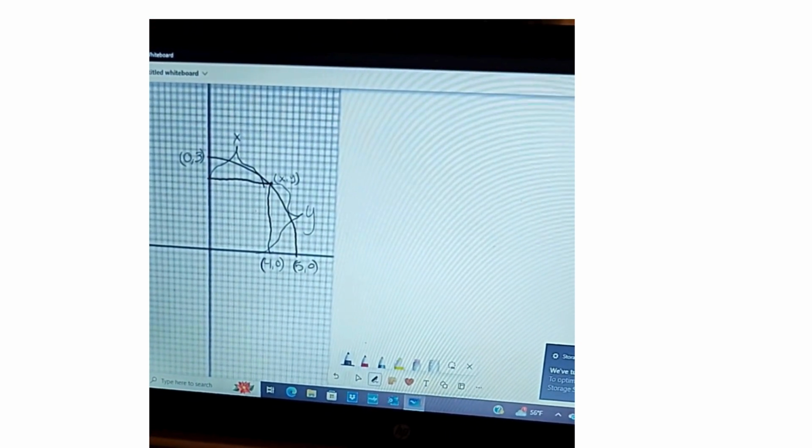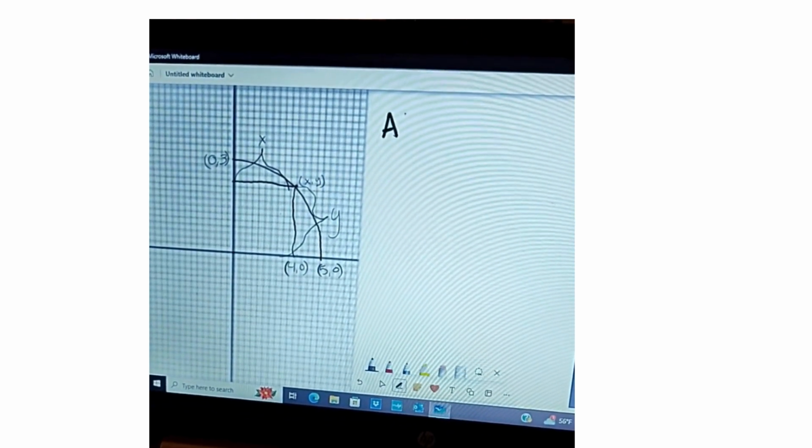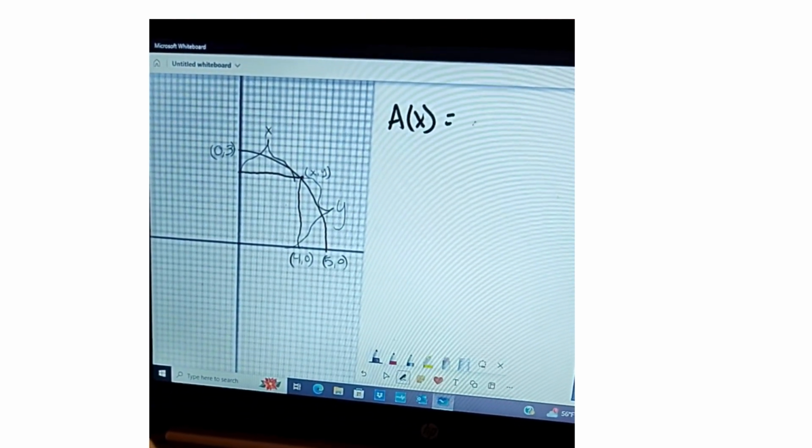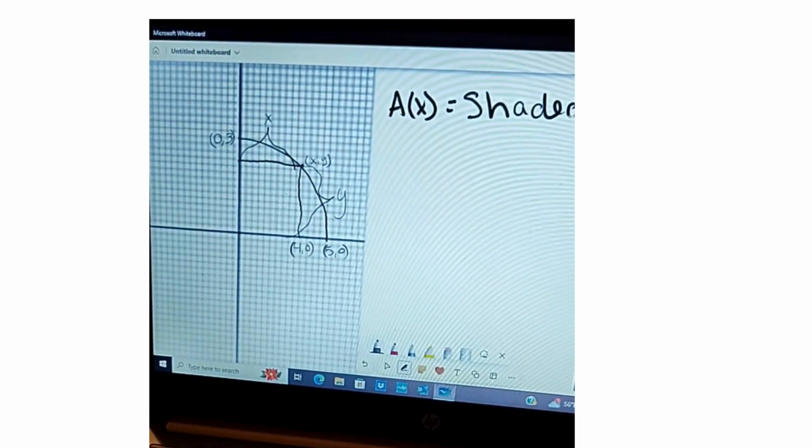Okay, question number 2 is asking about the area of the shaded region, which is A of x. They want the area of the shaded region.